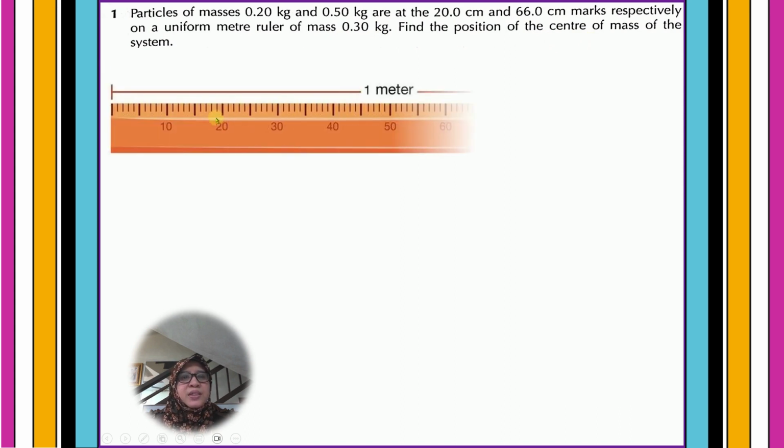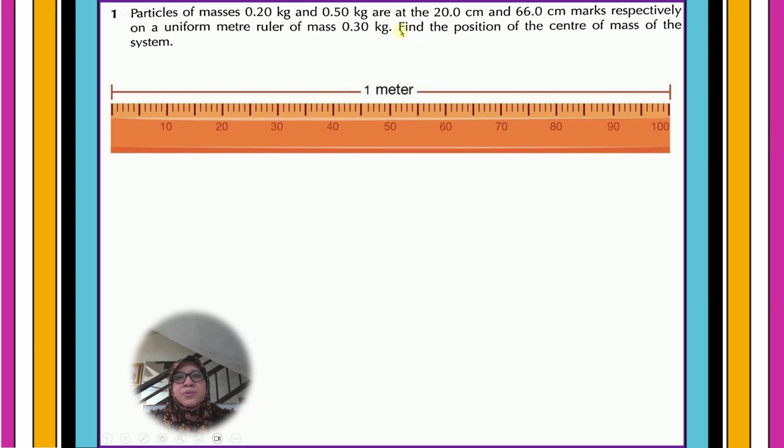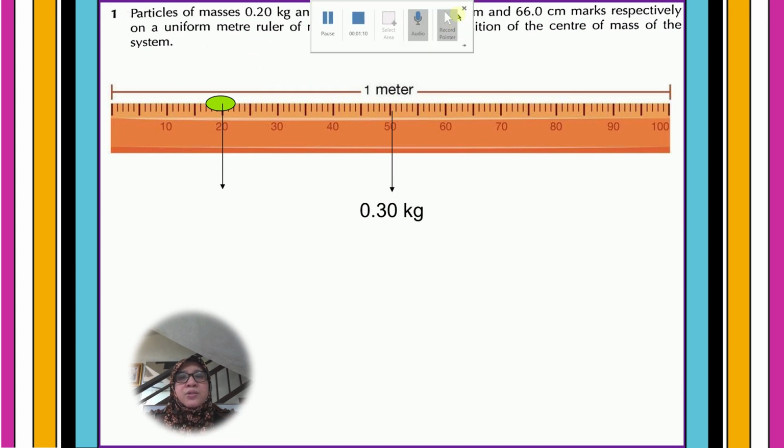In this question, we imagine this is a 1 meter ruler, and the masses 0.20 kg and 0.50 kg are placed on it. The mass of the ruler is 0.30 kilogram, so it must act at the center of the ruler because the ruler is uniform, at about the 50 centimeter mark.